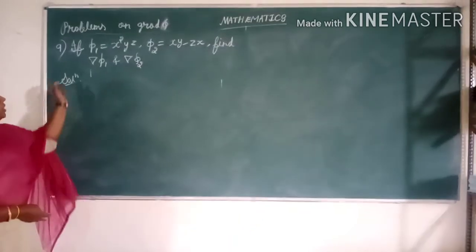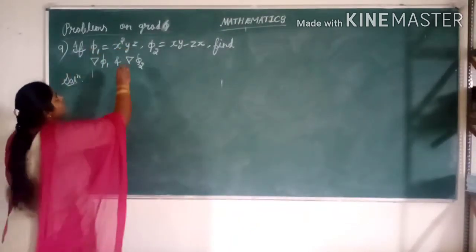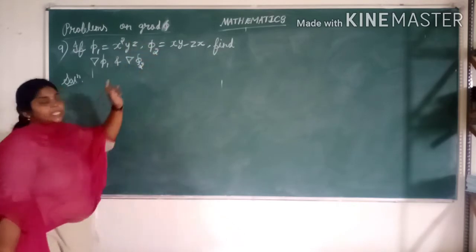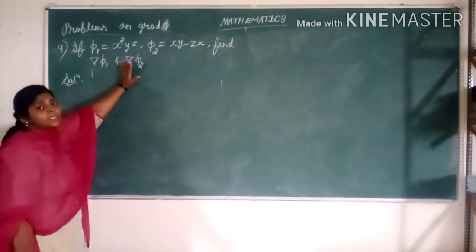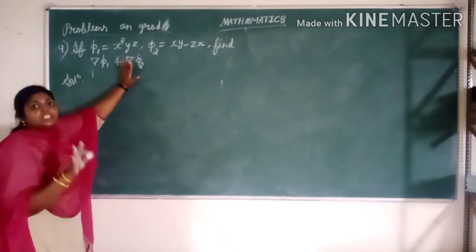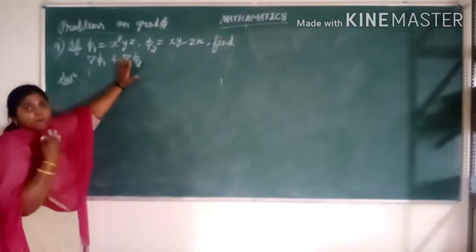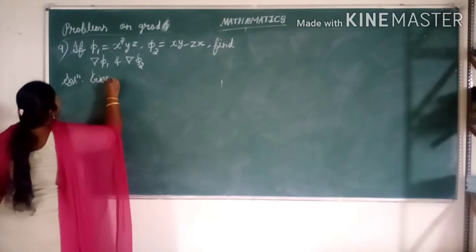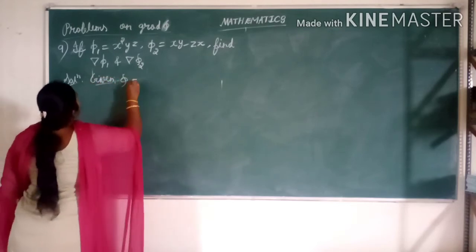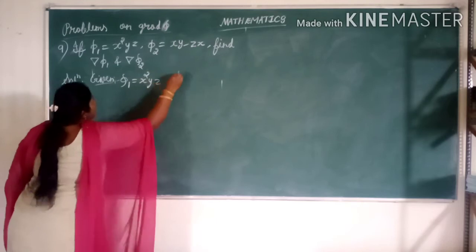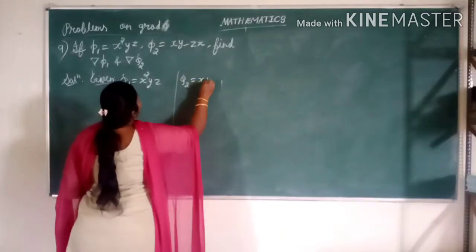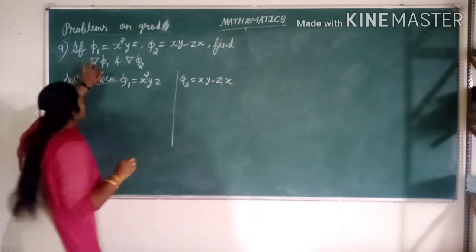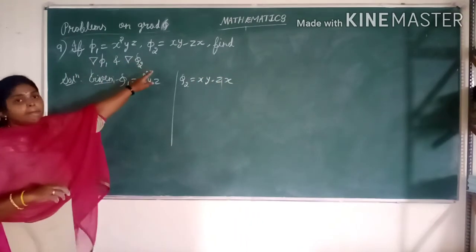Next problem. If phi1 is equal to x square yz, phi2 is equal to xy minus zx, then find grad phi1 and grad phi2. See here in this problem, two functions are given. You want to find the gradient of both the functions separately. First, write down the given: phi1 is equal to x square yz. Similarly, phi2 is equal to xy minus zx. You want to find both grad phi1 and grad phi2.